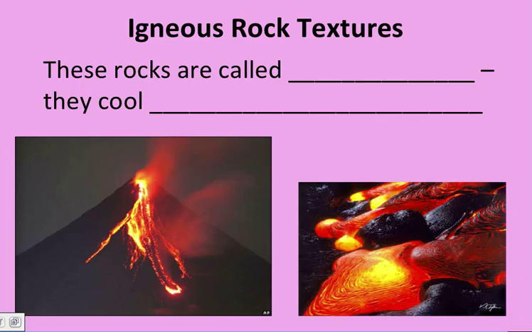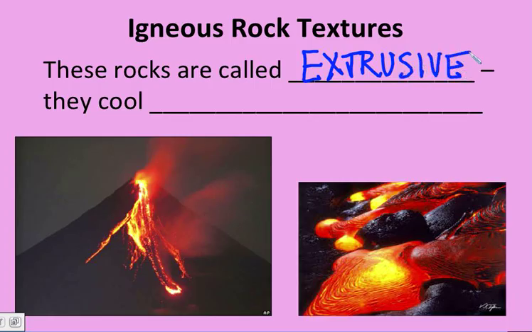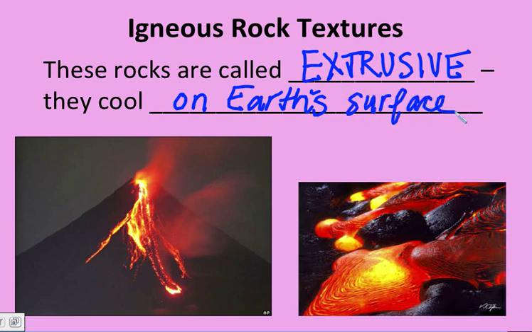Okay, we call these rocks then extrusive, because they are cooling on Earth's surface. And again, there's a hint in the name, right? Extrusive. It's like exiting. Okay, so the rocks have exited from the earth. They are out on the surface. You can see the lava flow here on the surface. They have exited from the inside of the earth, so we call them extrusive rocks.